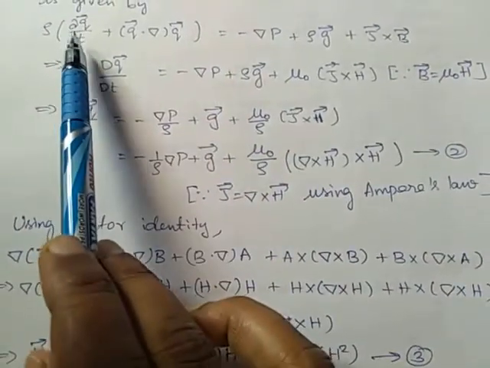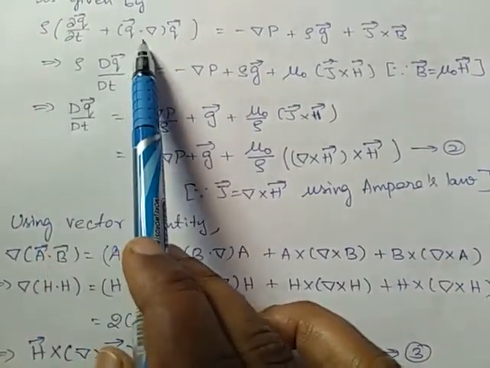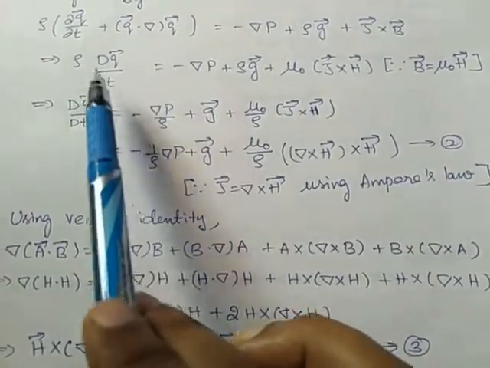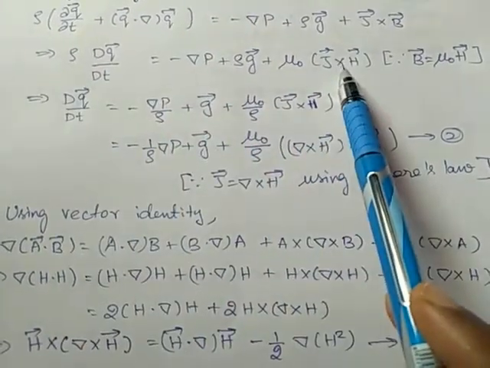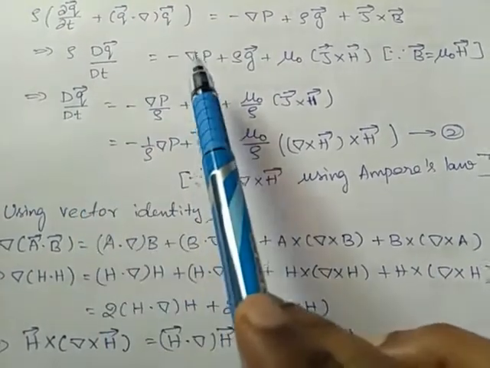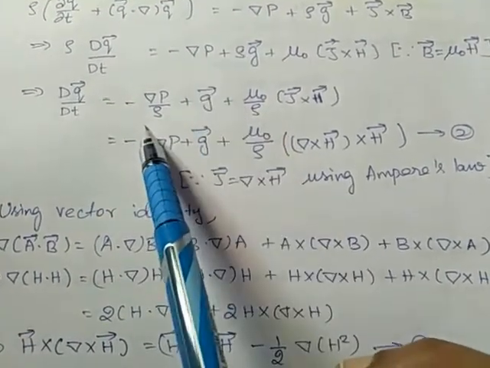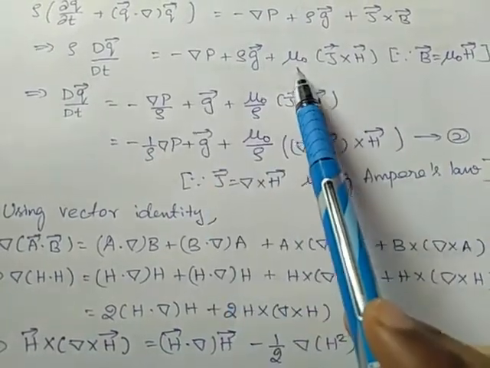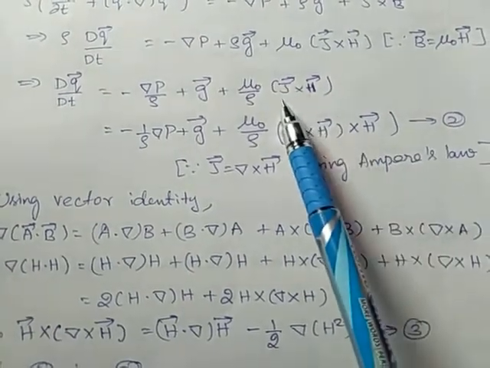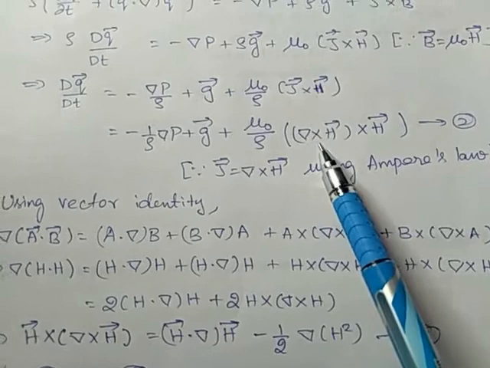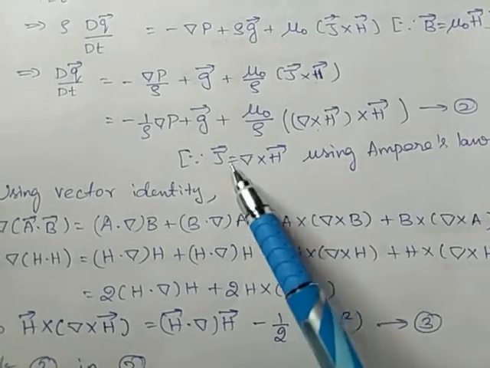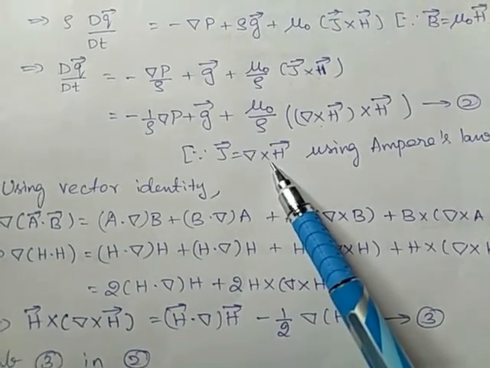We already know dou q by dou t plus q dot del q can be written as Dq by Dt. So to find Dq by Dt, divide this equation throughout by density rho. Therefore, we will get Dq by Dt equal to minus del p by rho, plus mu naught by rho j cross H. So what is j? Del cross H, using Ampere's law. Already we have discussed Ampere's law also. According to Ampere's law, current can be written as curl of H.